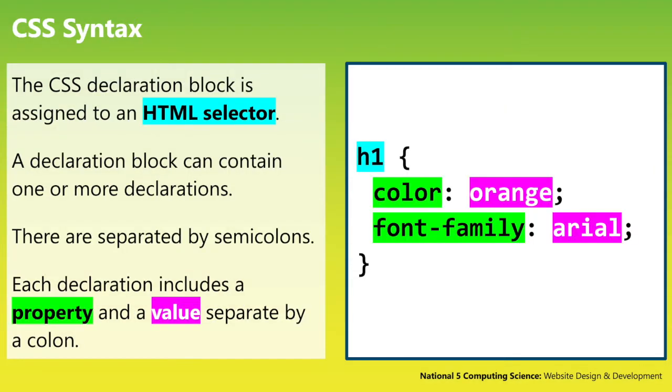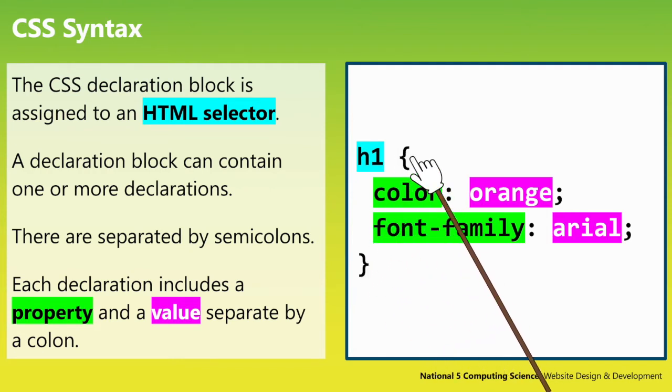There's a specific way that CSS must be written. This is called the CSS syntax. There are three main parts to CSS syntax. Firstly, the declaration block is applied to a single HTML selector. So we must specify before any CSS which HTML selector we are going to edit. Our declaration block starts with a curly bracket and it closes with a curly bracket. If you don't have these curly brackets, your CSS is unlikely to work.